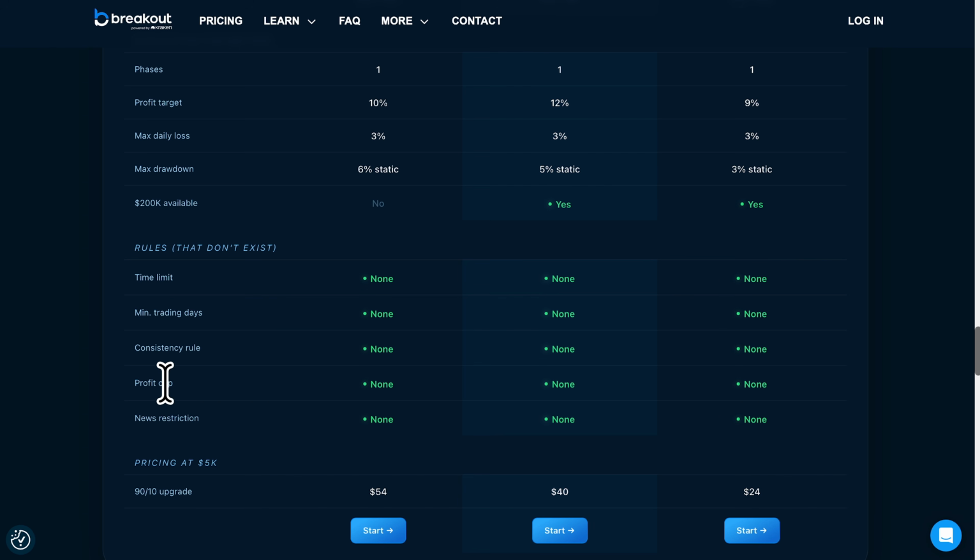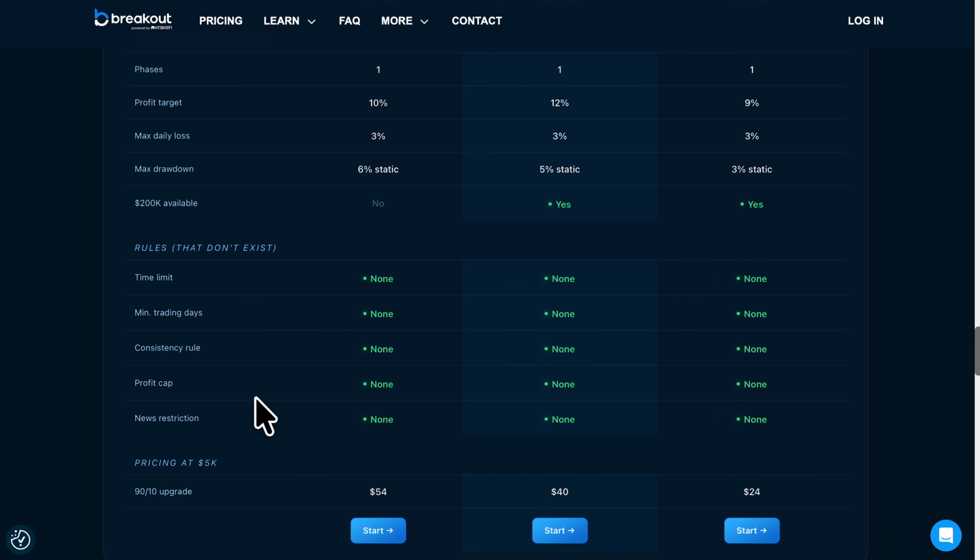Now, profit cap, there's nothing like profit cap on Breakout. Some prop firms will tell you that you can't win more than this amount of profit, or maybe you can't withdraw more than this amount of money. No, they don't do all of that on Breakout. And the next one is news restriction. There's nothing like news restriction. You can trade anytime you like. You can trade the news if you also want.